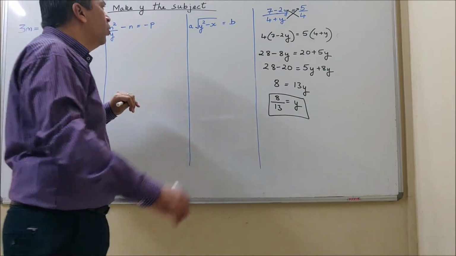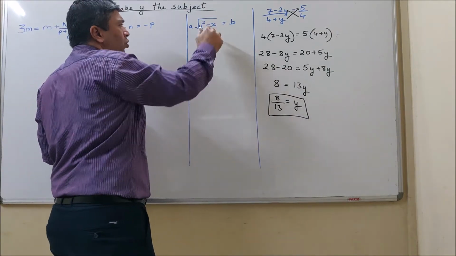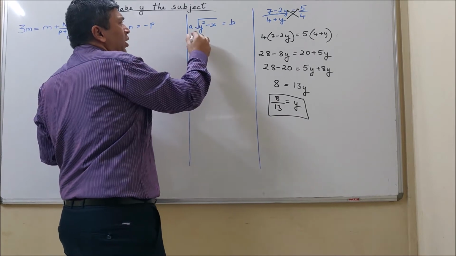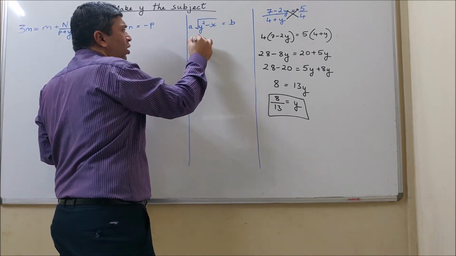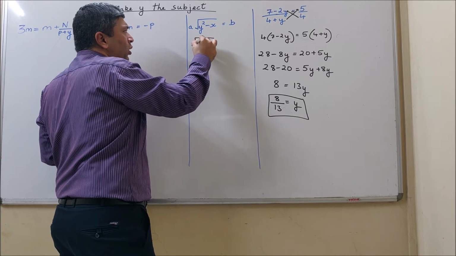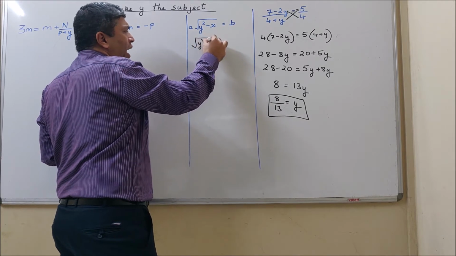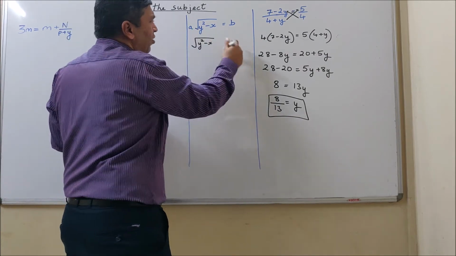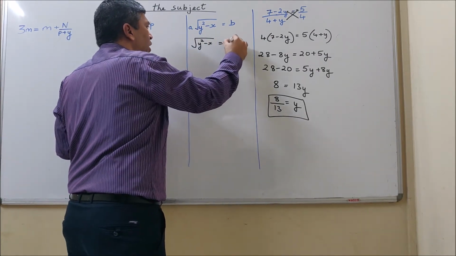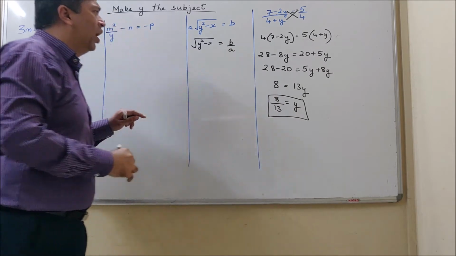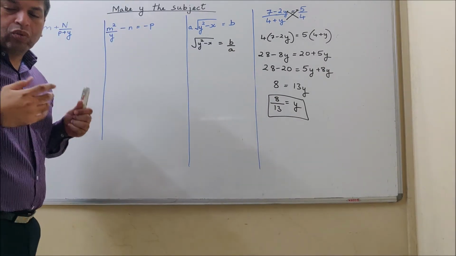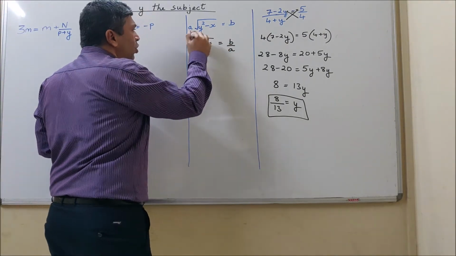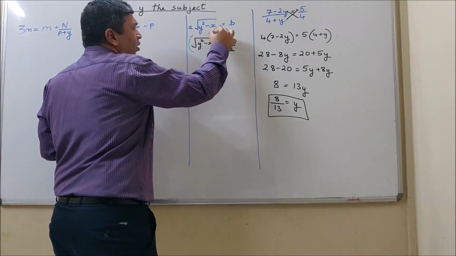Up here, y is under the root. So the first thing that you are going to do is, you will first ensure that the root is alone. So it will become root y square minus x. This a which is being multiplied will go on the other side and become division. See what I've done? Now, you can square both the sides. To get rid of the root, you square both the sides.